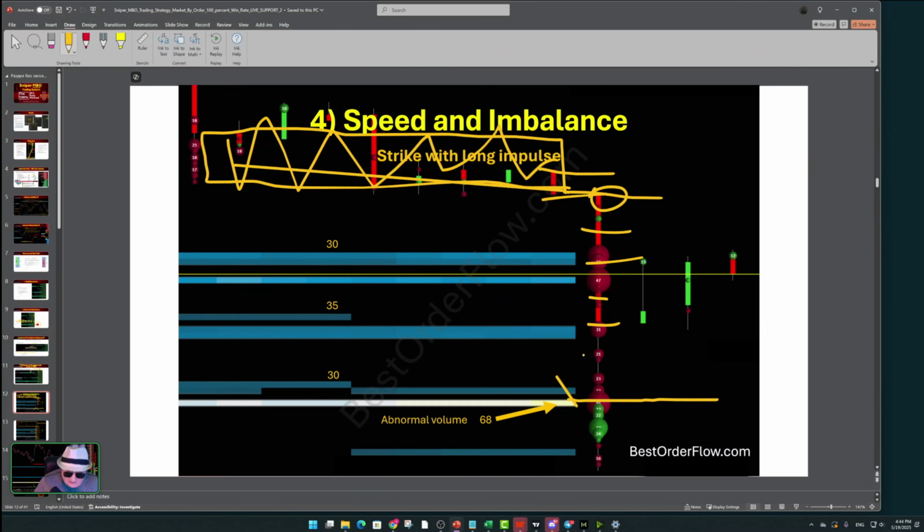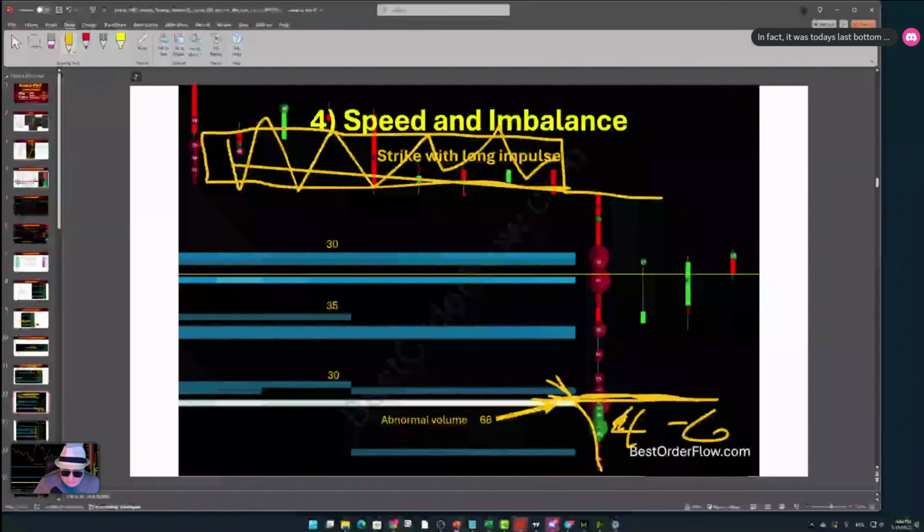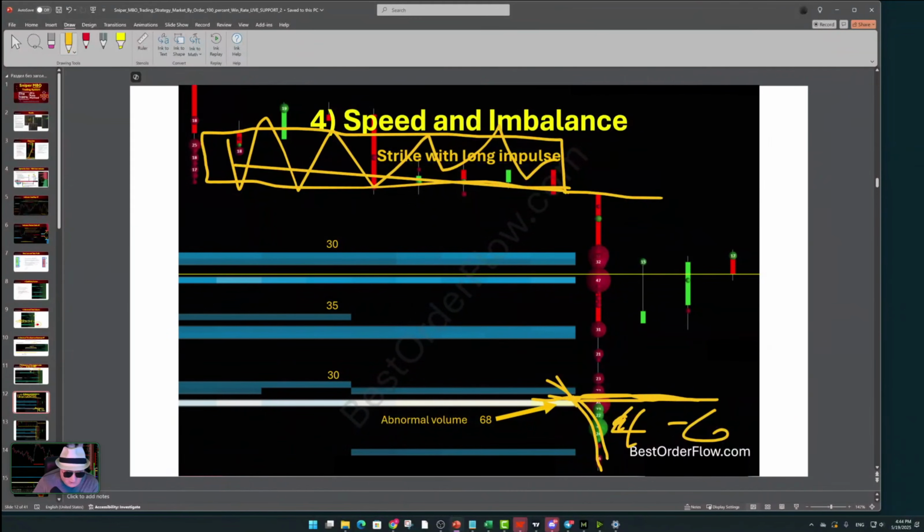When the price is striking into my order sitting here, even if it breaks through, usually, I already know from experience, you need to know your experience, it goes through maybe 4 to 6 candles, and then it bounces. Why is it bouncing? Everybody needs to listen to me with both ears right now. Not only because of this order, which was abnormal, 68 compared with the 35, 30, whatever sitting here, and the other orders were smaller.